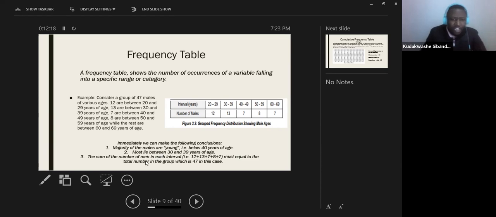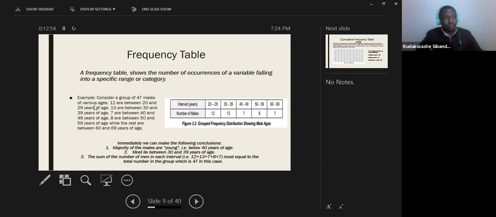So from this information, we can take note of the following, right? That the majority of the males are young. So how did we see that the majority of the males are young? Because let's just say anyone who's below 39 is young, right? So you can see that if we add this, it is 25. So which is true, right? The majority of the males lie below 40 years, right? Which is correct.